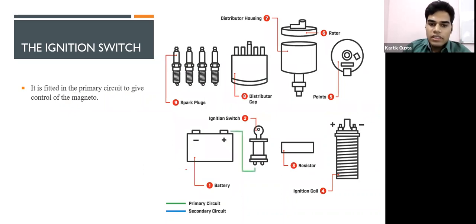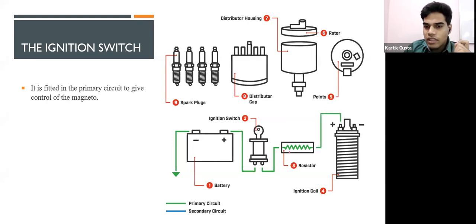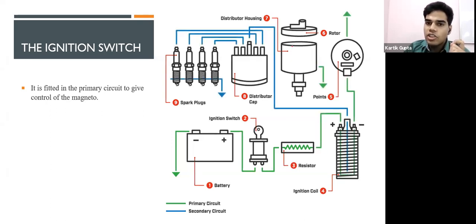We talk about more of this video. Okay, this is the battery. From the battery, ignition switch, resistor, and this is the coils. Coils charging up, giving it to the distributor. Distributor is distributing to the spark plugs.